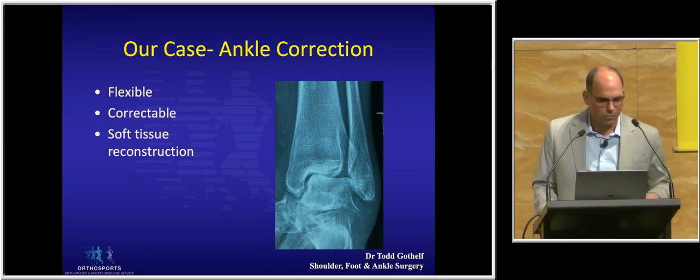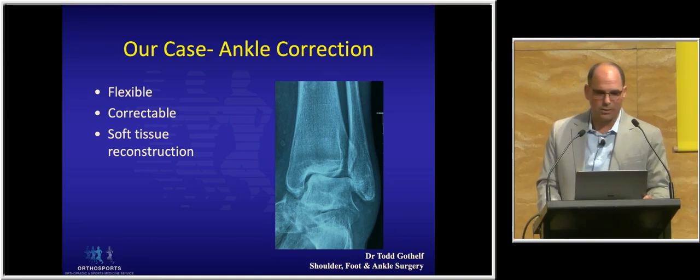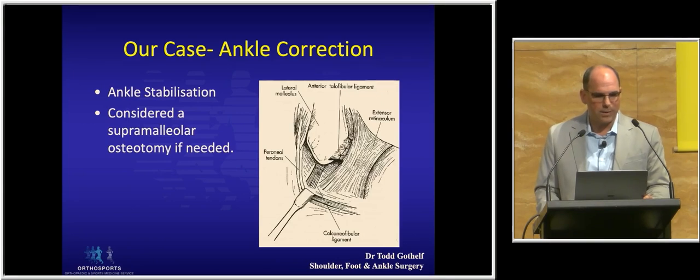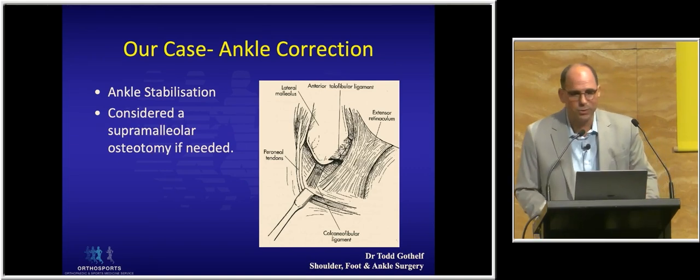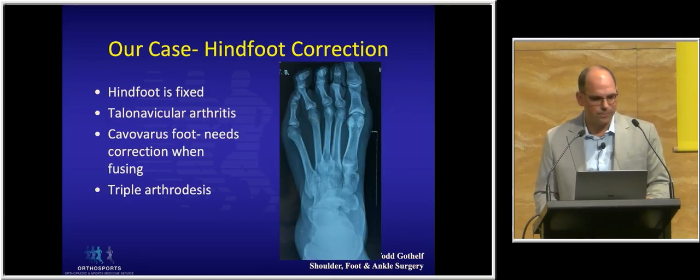So going back to our case, our 37-year-old karate instructor, she had a flexible ankle, it was correctable, and so in this case we could do a soft tissue reconstruction to help the ankle joint correct. So in her, I did an ankle stabilization using her ligament tightening reconstruction procedure. You can do an osteotomy if you want, but in her, she had good alignment, so a soft tissue reconstruction was adequate for her ankle.